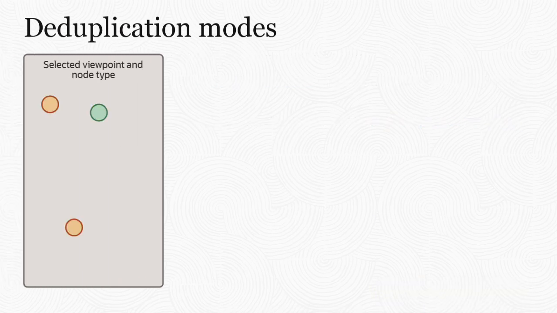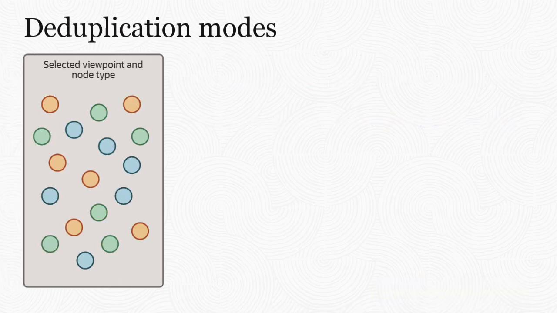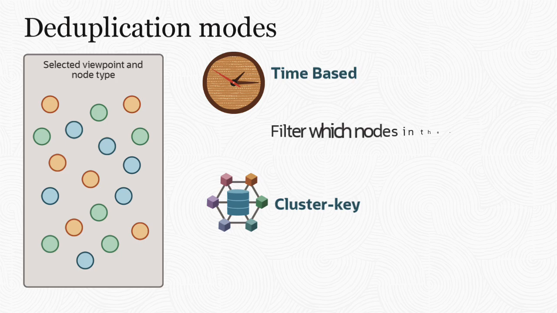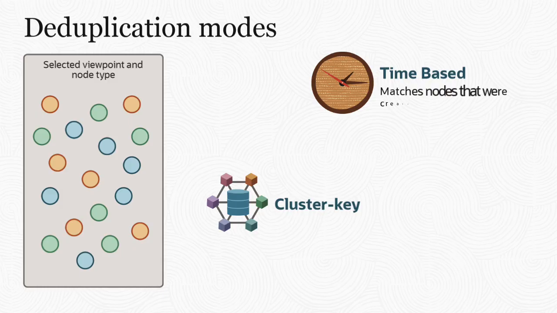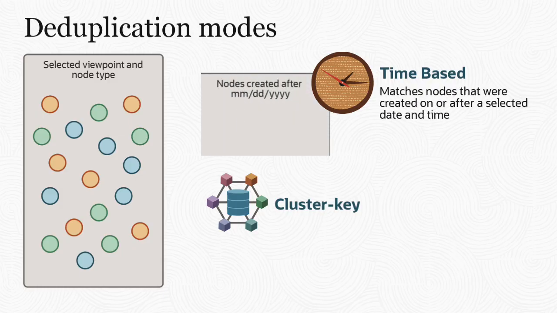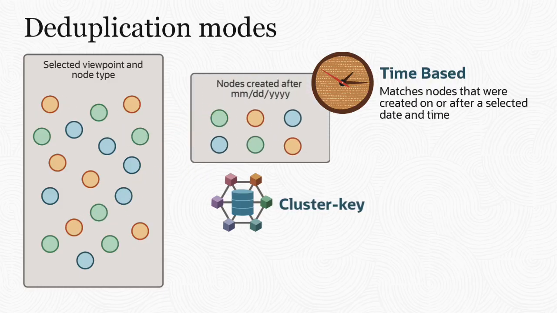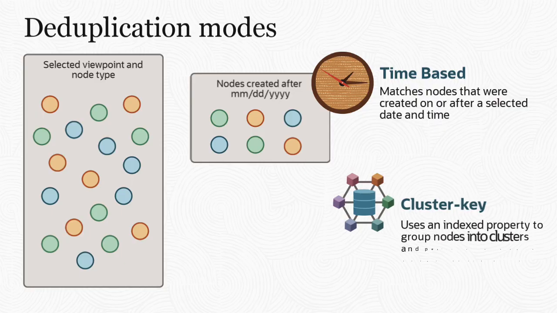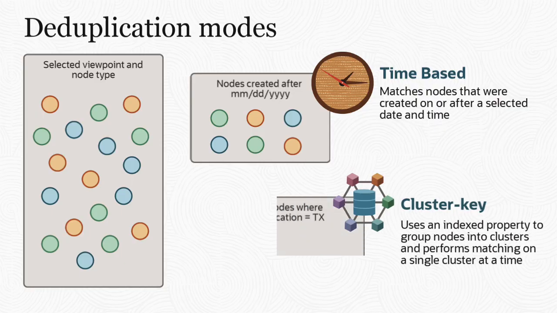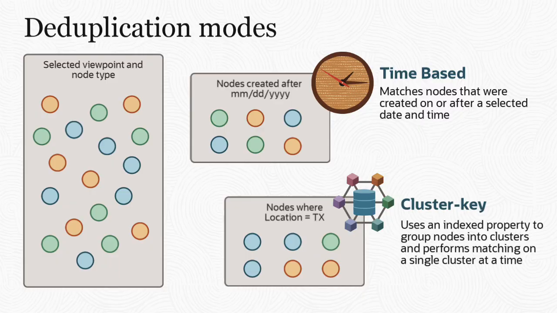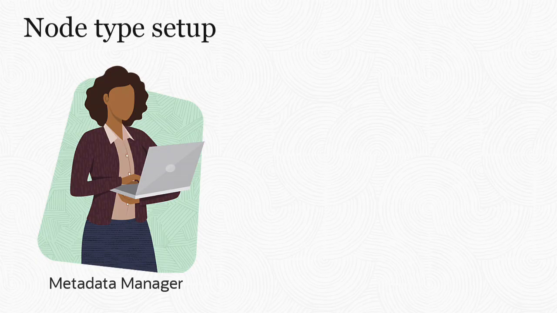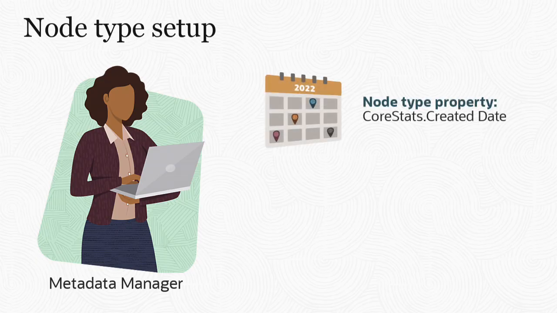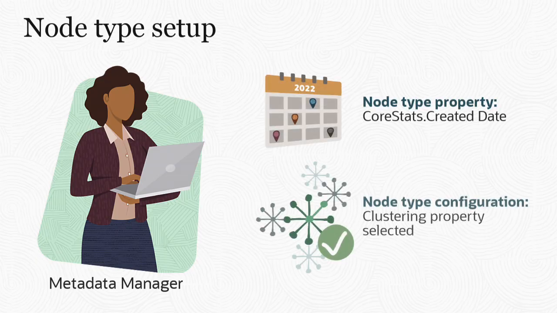Because viewpoints can potentially contain millions of nodes, deduplication uses one of two methods to filter which nodes in the viewpoint are evaluated for matching. Time-based deduplication matches nodes that were created on or after a selected date and time. Cluster key deduplication uses an indexed property to group nodes into clusters and performs matching on a single cluster at a time. For the node types that you want to deduplicate, a metadata manager must add the CoreStats created date property to the node type and configure a clustering property for the node type.